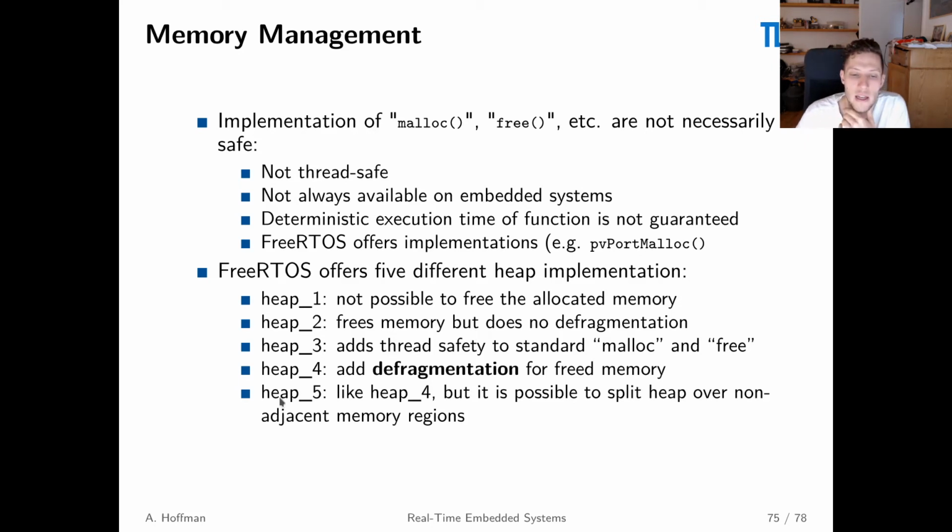heap 3 allows you to do essentially everything that you would normally, except it just adds some thread safety to it. So it's sort of like a bit of a hacky wrap around the existing malloc and free functions. But then we get into heap 4 and heap 5, where we really have more advanced implementations where FreeRTOS has actually implemented defragmentation, and so it will allow you to better manage your memory, which is very important on extremely memory constrained devices.